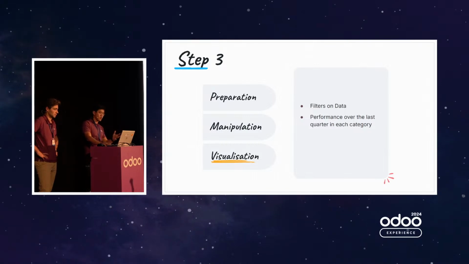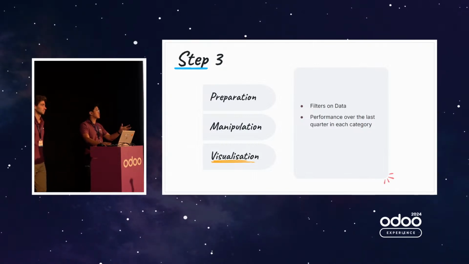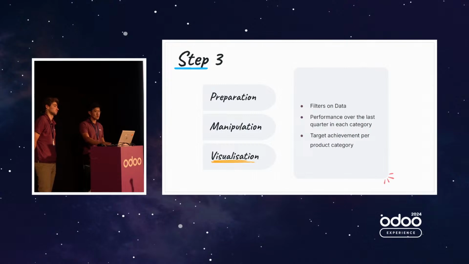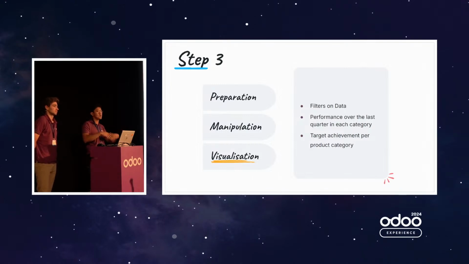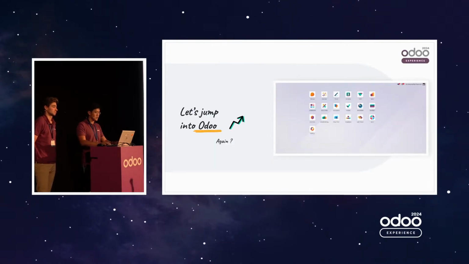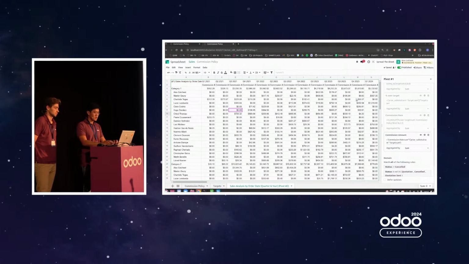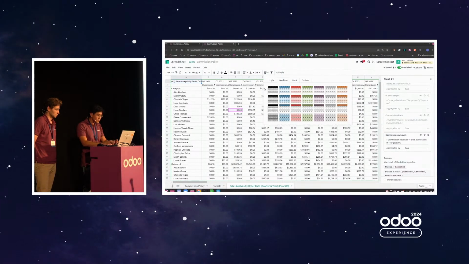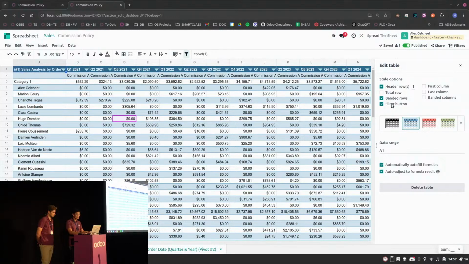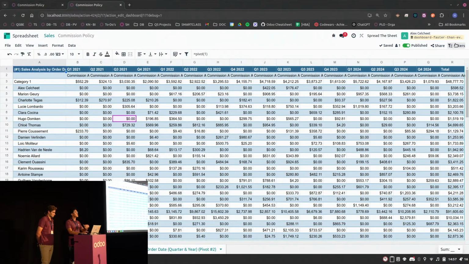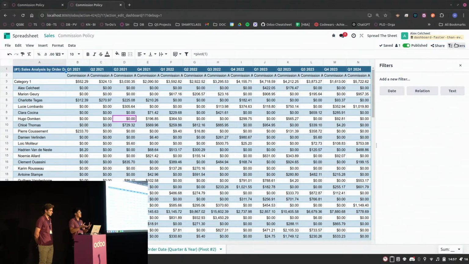There are also other things we want to display: the performance over the last quarter in each category, and finally the target achievement per product category. So let's do it together and jump back into Odoo. I'm going to quickly have it displayed in a nicer manner. The global filters I'm going to talk about are on the top right corner, and they are much more powerful than Excel filters because you can filter on things that you don't see and also across many different data sources.